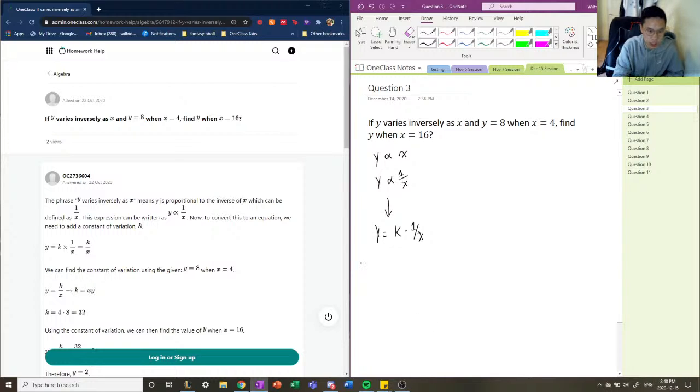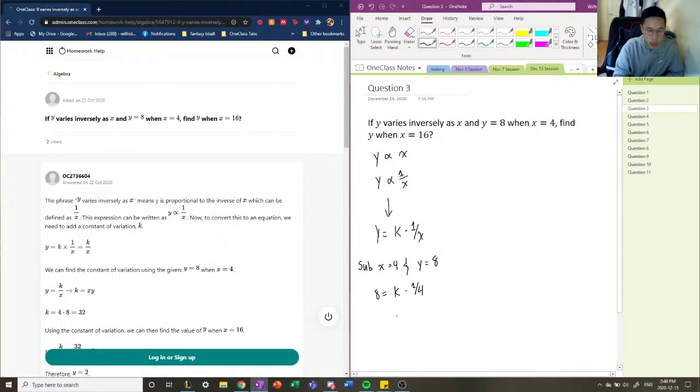So from here, we substitute x equals 4 and y equals 8 into our equation, and this is what we get: 8 equals k times 1 over 4.